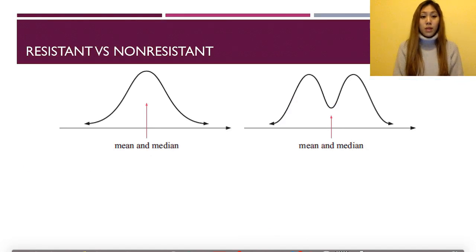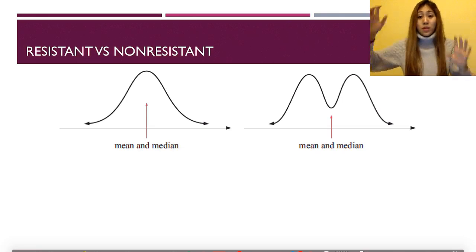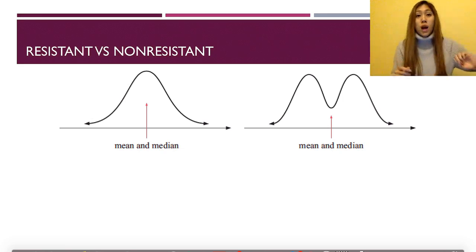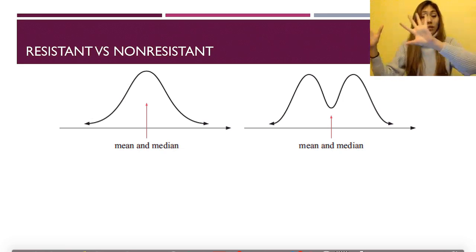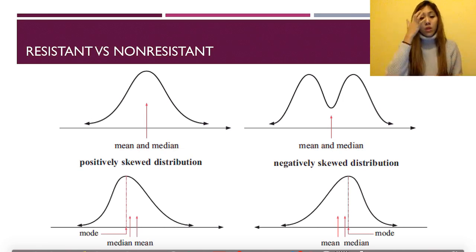So mean and median can be resistant versus non-resistant. Median is considered resistant because median does not rely on the extreme values. So if you have negative 1,000 and positive 1,000,000, those two values are not going to affect the middle number. Mean, that's going to be affected, right? If you have a really big number, then that's going to move your mean more towards the positive side. If you have a super extreme negative number, then that's going to move your average towards the left. So that's non-resistant.